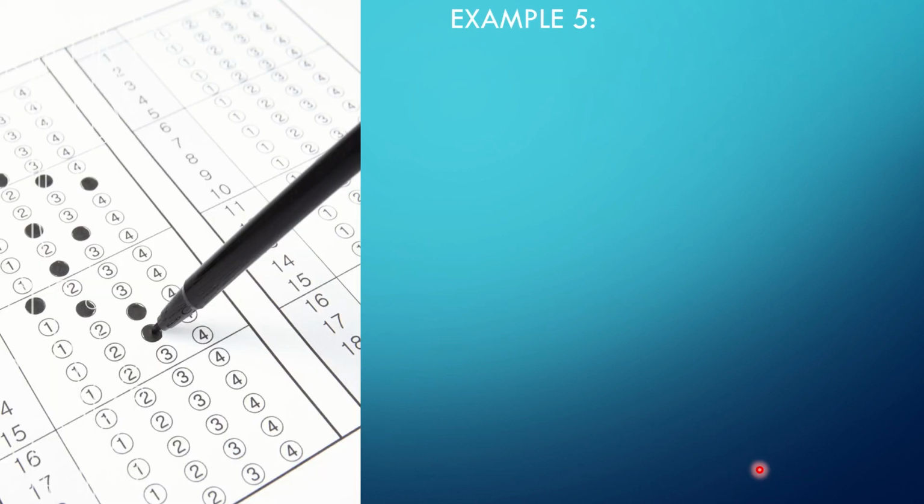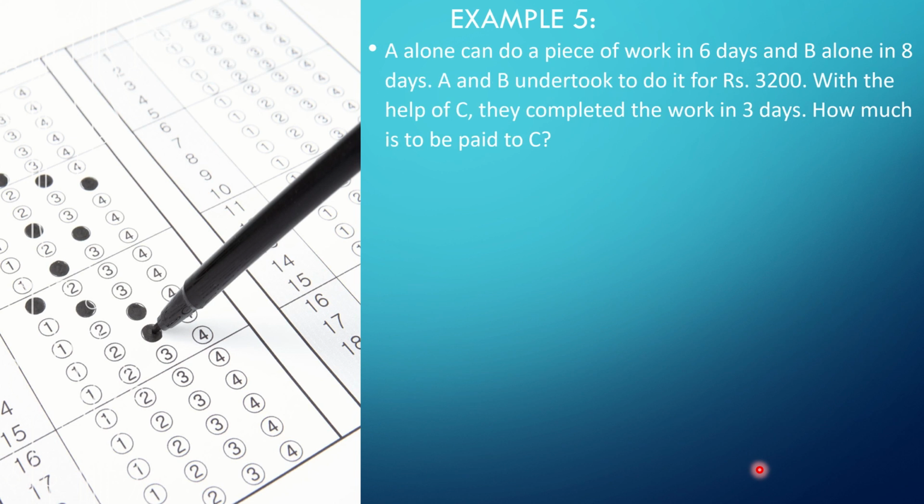Okay, next example: A alone can do a piece of work in 6 days, B can do the same work in 8 days. A and B undertook to do it for rupees 3,200. With the help of C, they completed the work in 3 days. How much is to be paid to C? Right, so you see A can do the work in 6 days, so for 1 day the work will be 1/6, for B it will be 1/8.